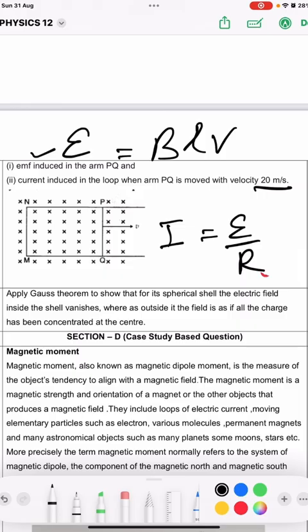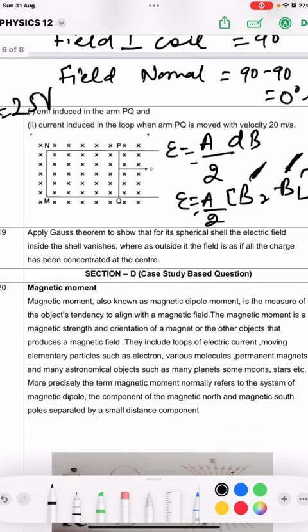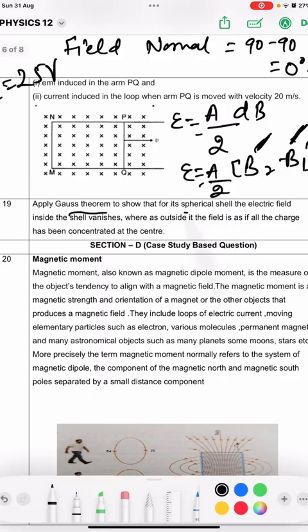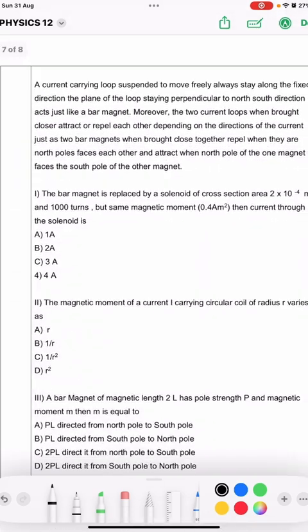So answer of this question, 18th B part, will be 0.2 volt and the current will be 1 ampere. So you can solve it. Let us see the next question. Question number 19 is Gauss theorem's application of spherical shell, that you can do from theory. Question number 20 is case based. You can go through the entire paragraph.